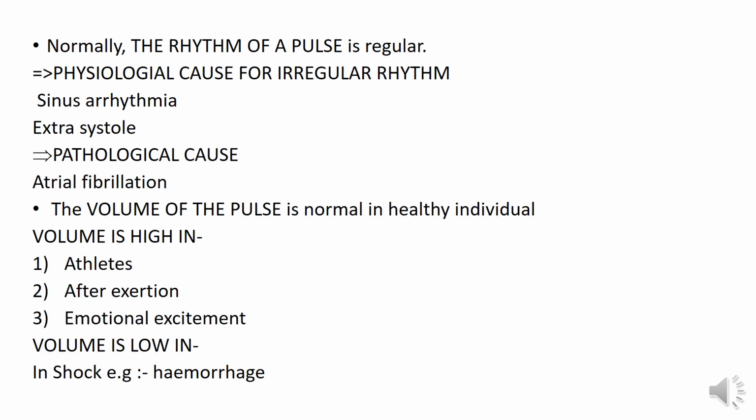Now coming to the rhythm of the pulse. Normally, the rhythm of a pulse is regular, but physiologically, you may get an irregular rhythm in cases like sinus arrhythmia and extrasystole. A pathological cause of irregular rhythm of the pulse is atrial fibrillation.